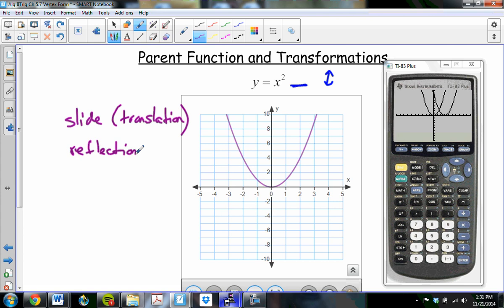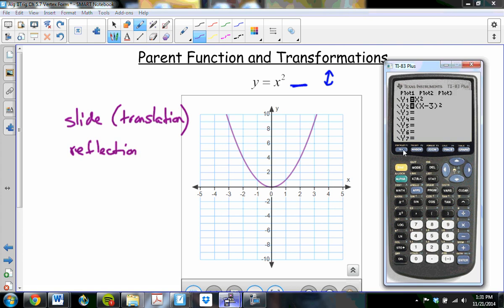If you remember, reflection happens when you have a negative a value. So if I have negative x squared, now the graph goes down. It's literally reflected over this axis right here. And if I had negative, and then parentheses, like x plus 2 squared, this graph would move left 2 after the reflection. So it can be reflected and move left 2. And it looks like that.